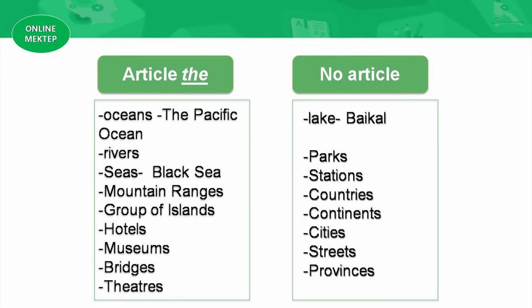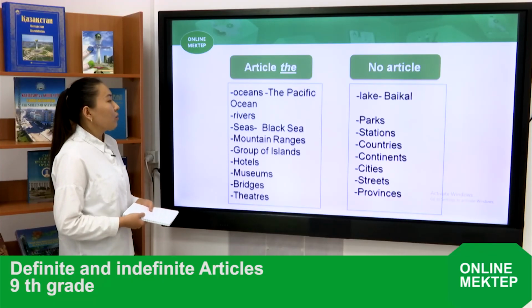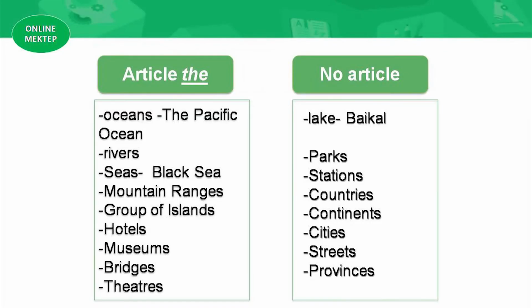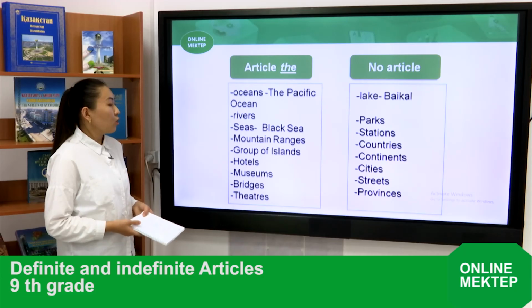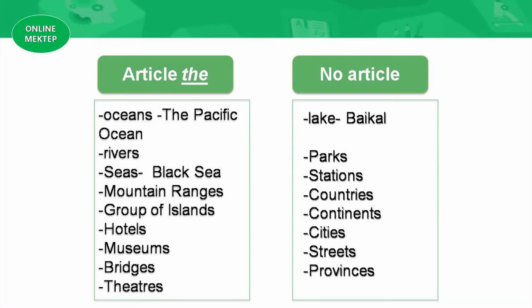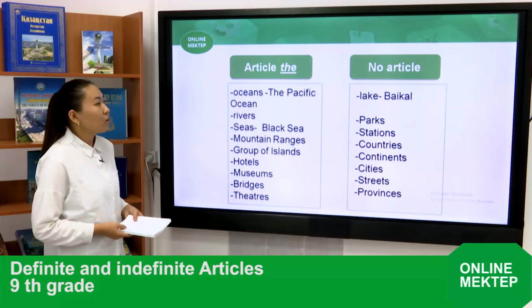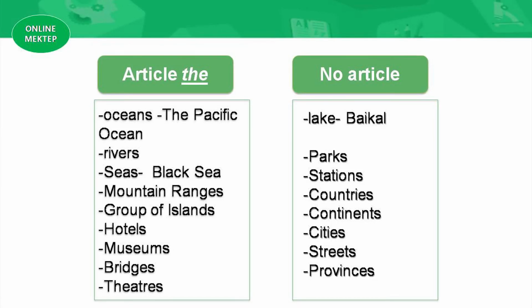We use the article the for oceans, for example, the Pacific Ocean, for rivers, and for seas, for example, the Black Sea. We have no article for lakes, for example, Lake Baikal. And the second one, we use the article the for mountain ranges, groups of islands, and hotels, museums, bridges, and theaters. And we have no article for parks, stations, countries, continents, cities, streets, and provinces.